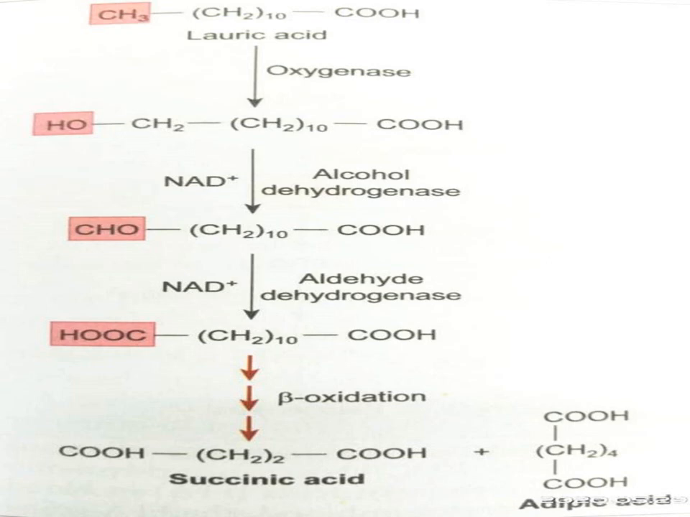Terminal omega methyl group of lauric acid undergoes hydroxylation by the action of enzyme oxygenase and forms a product which has an alcohol group at the omega carbon. This alcohol group undergoes further reaction by the action of enzyme alcohol dehydrogenase and is converted into aldehyde group. Aldehyde group later on undergoes oxidation by aldehyde dehydrogenase enzyme to form carboxylic group. Now the product has two carboxylic groups at either end. This product undergoes many cycles of beta oxidation and forms succinic acid and adipic acid.